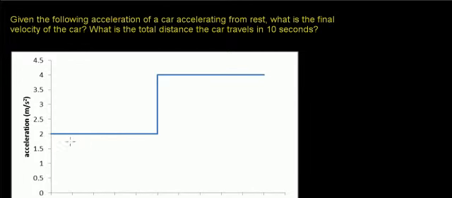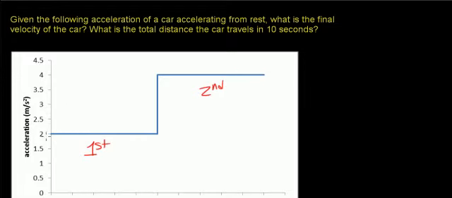Suppose you're given the following acceleration versus time graph. And this acceleration versus time graph might represent the shifting between, say, first and second gear in a car. And you're asked to find the total change in velocity, given that the car starts from rest.